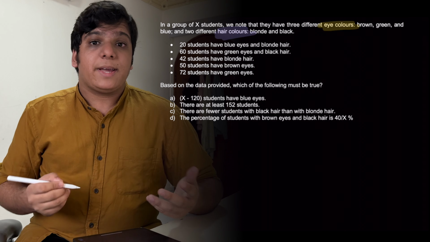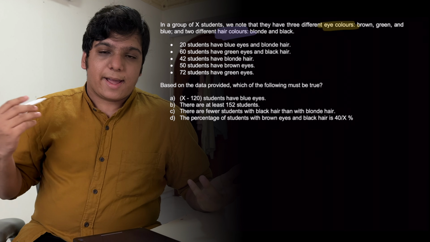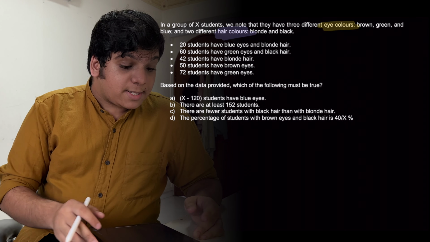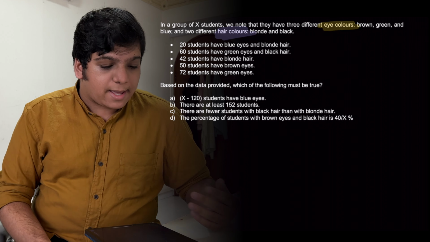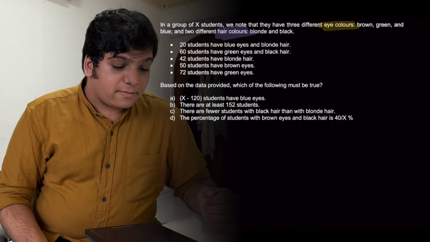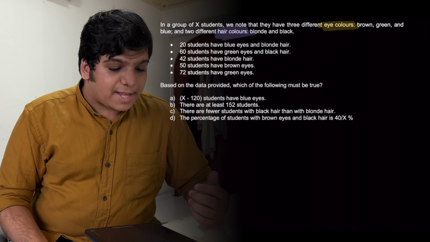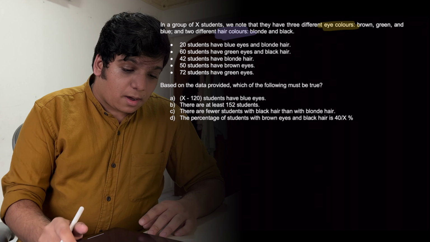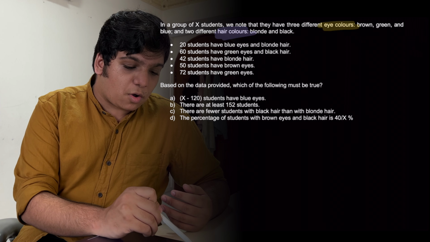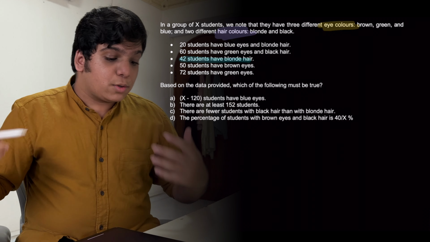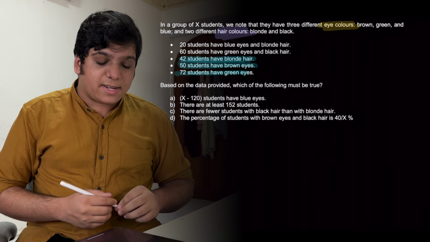Alright, so now that we have that cleared, we can go on and read the data given to us. 20 students have blue eyes and blonde hair, 60 students have green eyes and black hair, 42 students have blonde hair, 50 students have brown eyes, and 72 students have green eyes. Alright, so the moment I read this information, what I like to do is focus on these totals: 42 students, 50 students and 72 students.